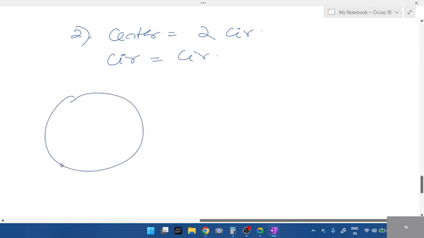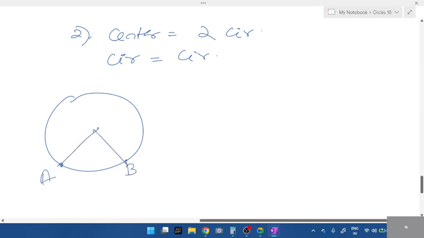Okay. Next. What are the two theorems I told you all, students? How did I teach? Center is equal to twice circumference. Circumference is equal to circumference. If I take this arc, A and B should be here.